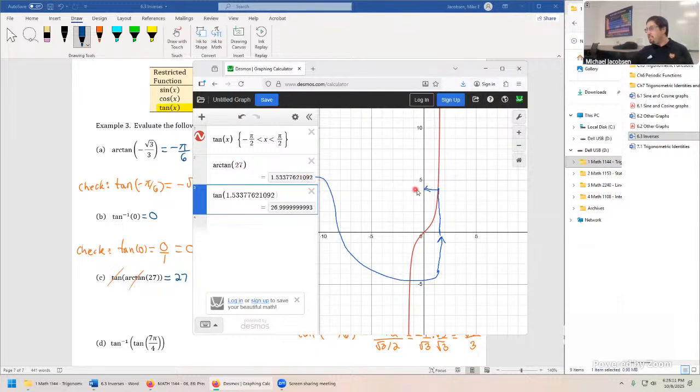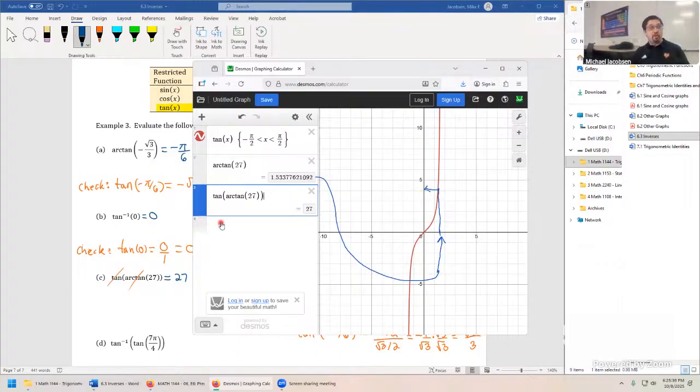So arctangent took a value right here, reverses it, and gives us the 1.5337 here. Taking tangent of 1.5337 just goes in the reverse direction and gives us a value in this location. So if we go tangent, arctangent 27, all we're doing is really reversing the arrows and getting the 27 back.